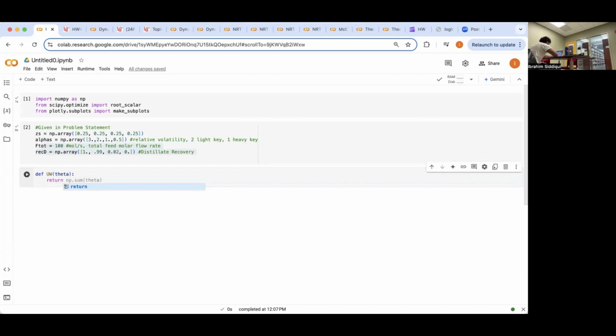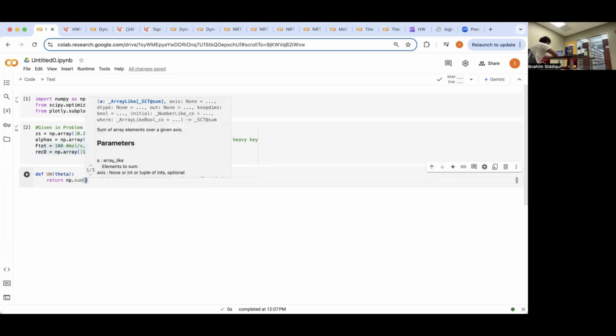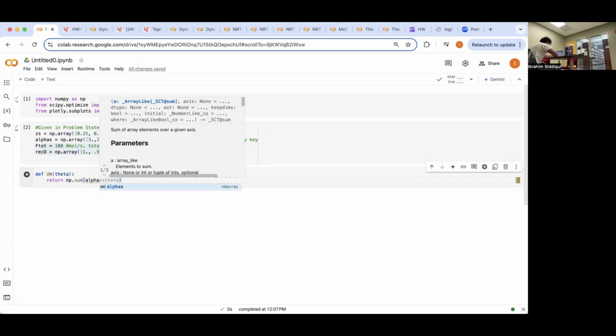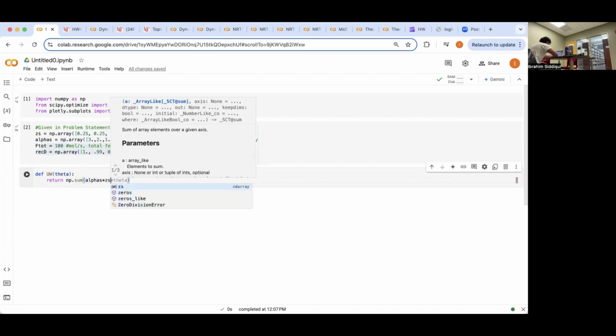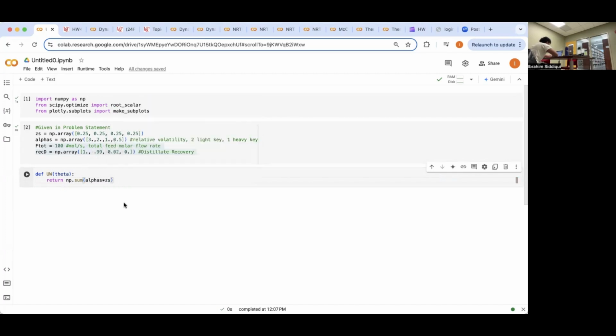We're returning the sum of first our alphas times our z's, and then this is going to be divided by our alphas minus our theta. Okay, go ahead and return that value.